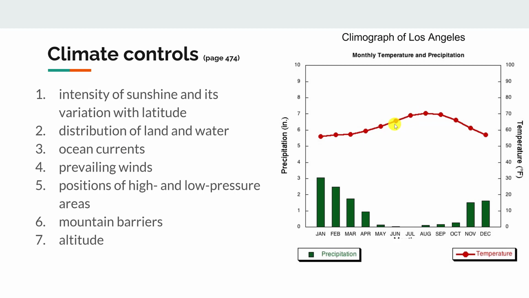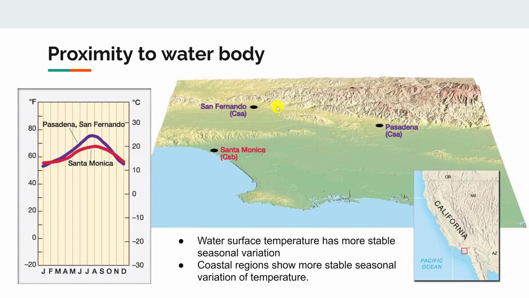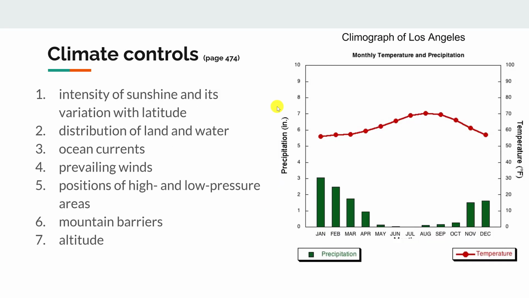The summer temperature can be very high. Why? Because you have the Japan current, which is a warm ocean current. Okay, let me show you. Here you can see the Kuroshio current. This is a warm current, but our California current is a cool current, so that can cool down our summer temperature. So ocean currents are another factor.